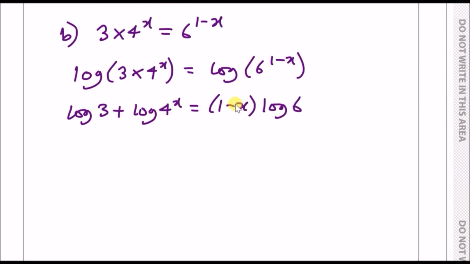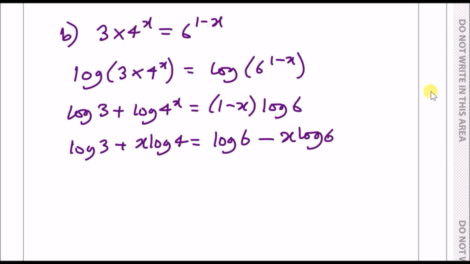And again, repeating on the left side, guys, you got log 3. The log 4 to the x becomes plus x times log 4. And we could just expand the right hand side, yeah? Open the bracket. So you got 1 times log 6 is log 6 minus x times log 6. Okay, so I think we're almost done.